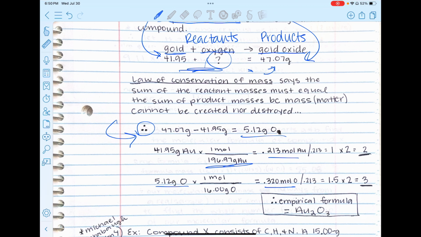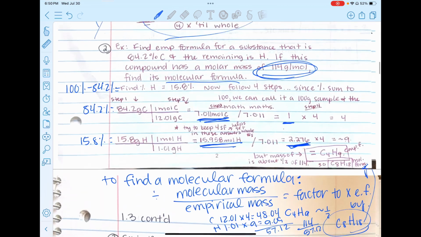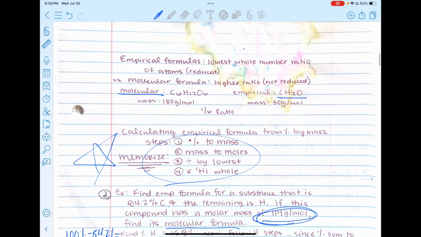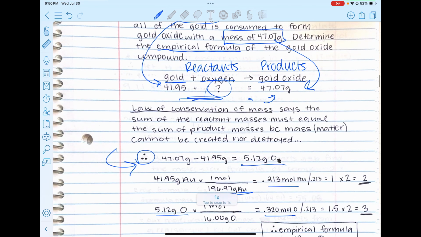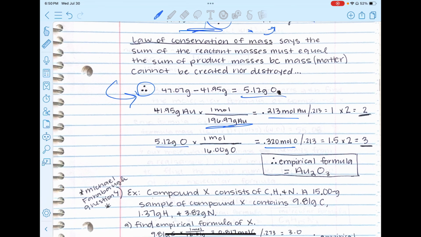Now, that's step 2. Back to our 4 steps again, just as a reminder, right? Step 1 complete, because we didn't have to do that. Step 2 is done. Step 3 says divide by the lowest. So let's compare these 2 numbers of moles. 0.213, 0.320. Which one is the lowest? 0.213. So we're going to divide both mole numbers by 0.213, simply because it's the lowest. When I do that here, divided by itself, obviously, I'm going to get a 1. When I divide here, I get 1.5.